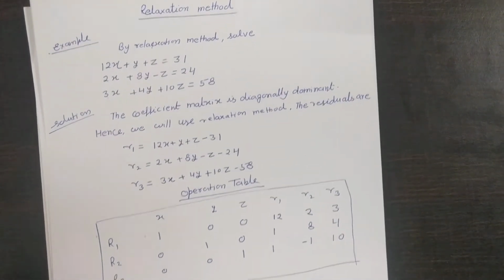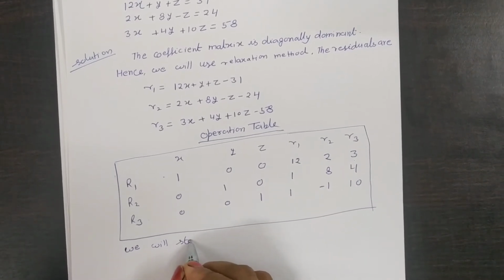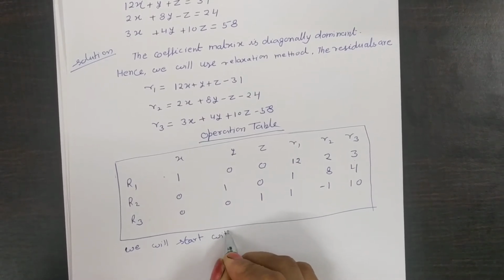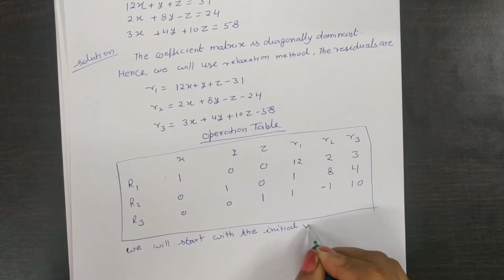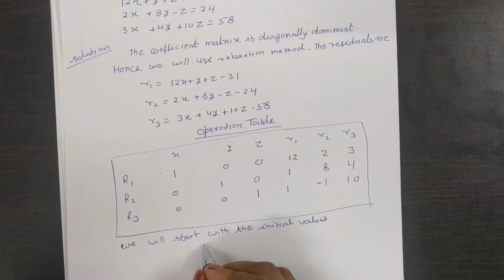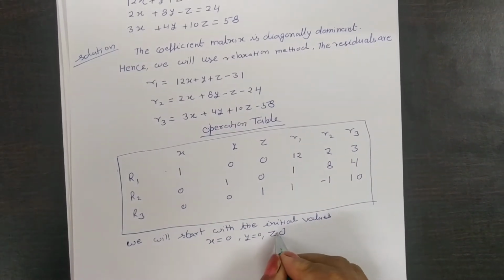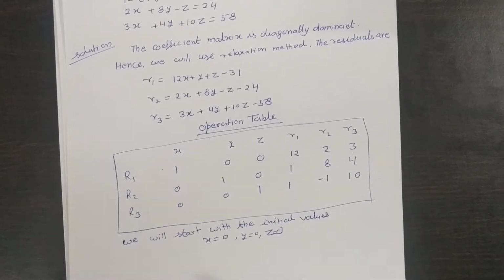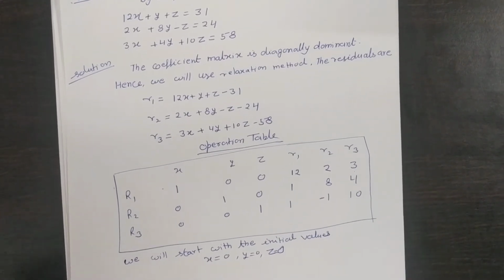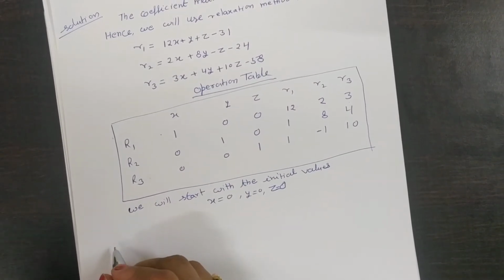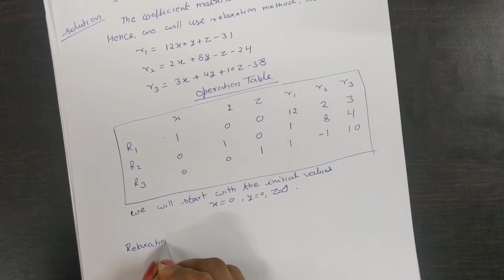Now we will start with the initial values: x is 0, y is 0, and z is 0. Okay, students, now if you substitute these values in the equations, then the relaxation procedure is given below.